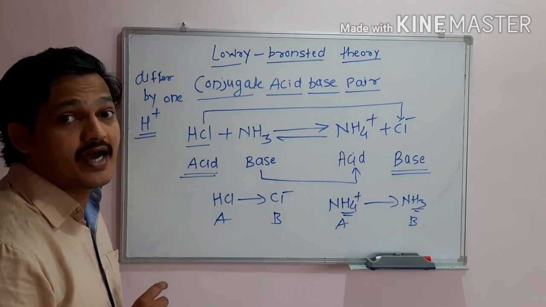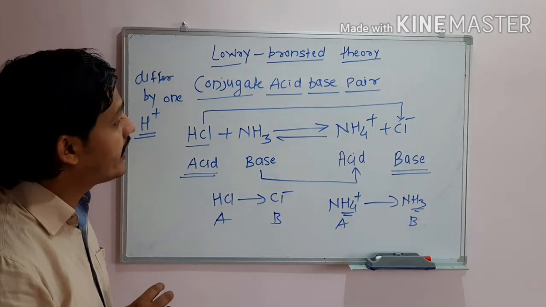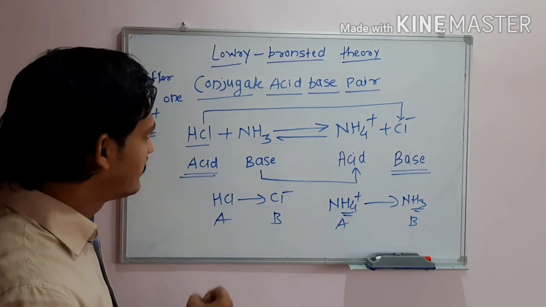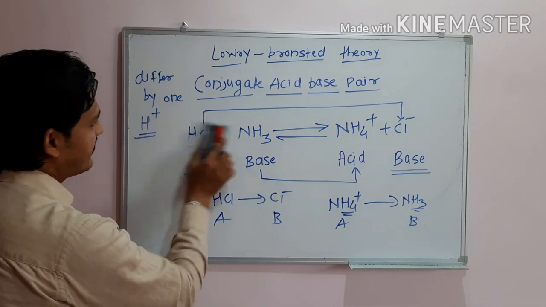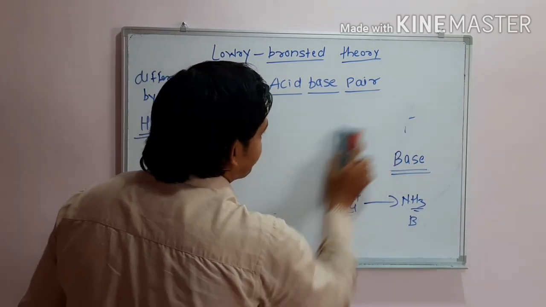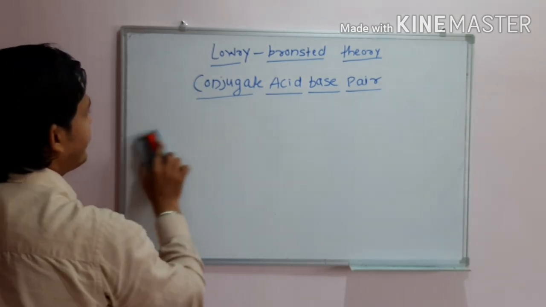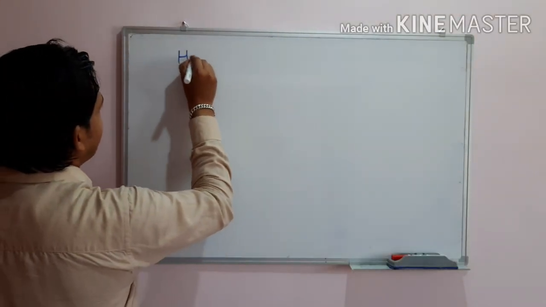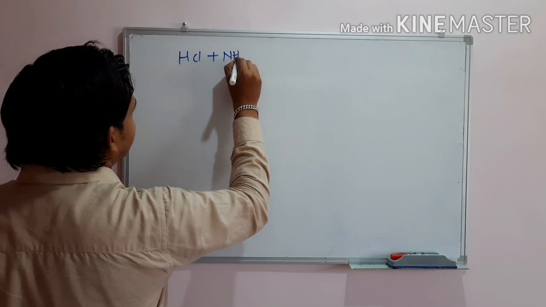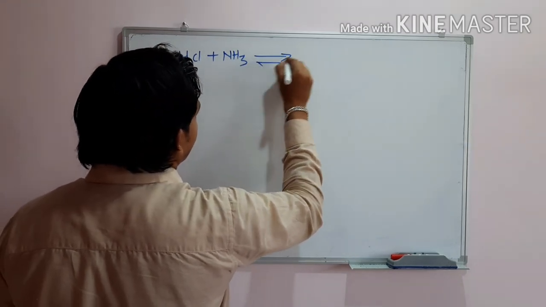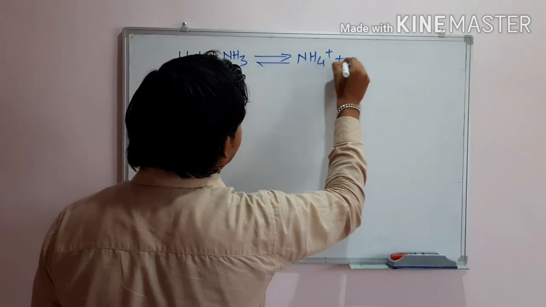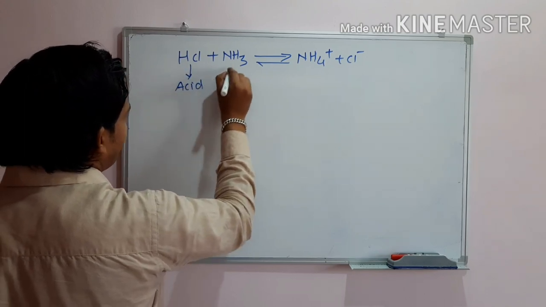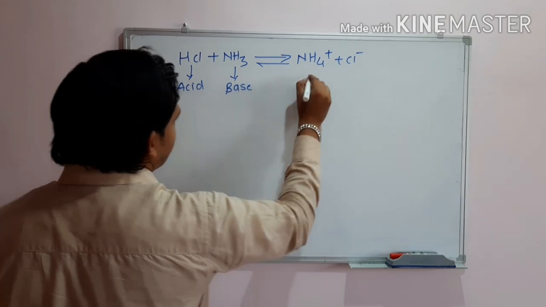Now how to identify conjugate acid and how to identify conjugate base? Let us consider this example and extract that. Please remember it. In case of HCl, how to identify conjugate acid base pair? Give you this example once again. HCl plus NH3 gives NH4 plus Cl minus. HCl is acid because it donates proton. Ammonia is base because it accepts proton.